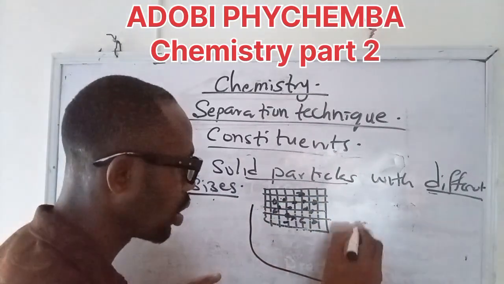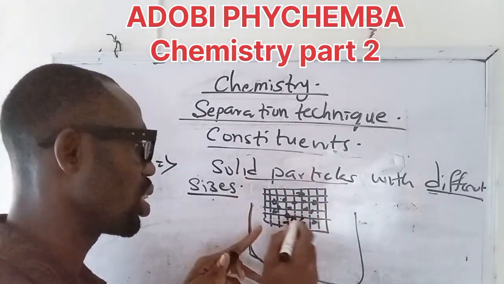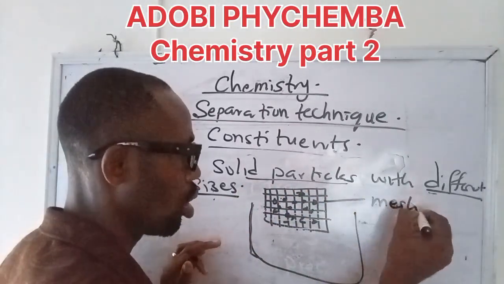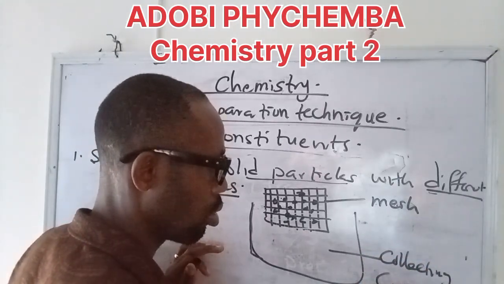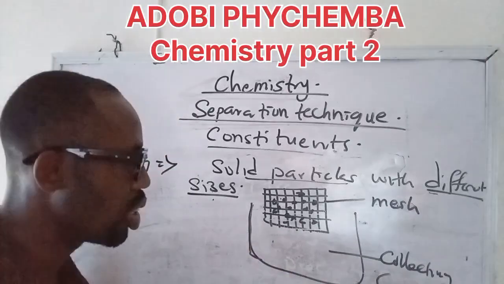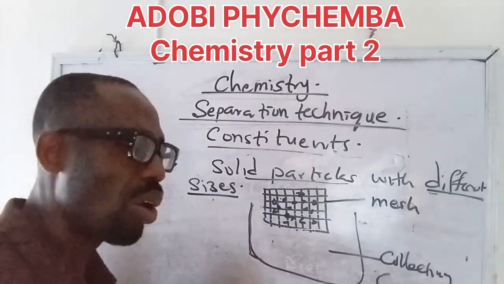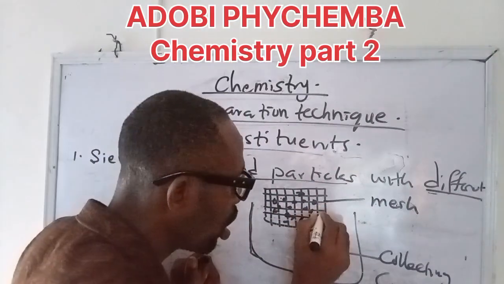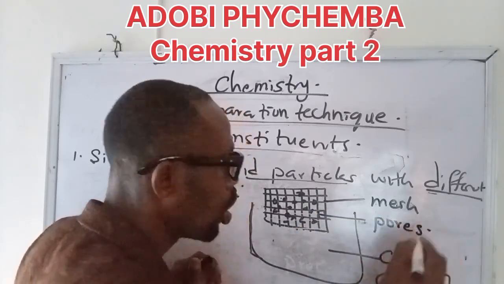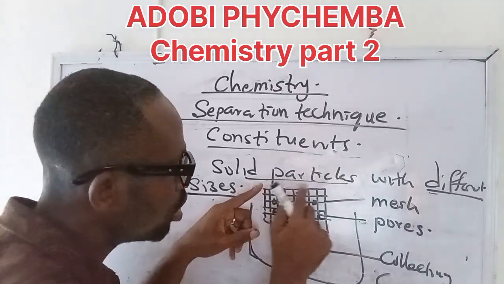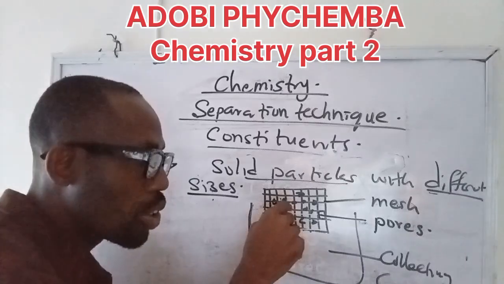let's say this is the collecting container. This is the mesh, and this is the collecting container. So in this case, you will see that this particular particle with different sizes, all this tiny structure here, this space here, is called pores.